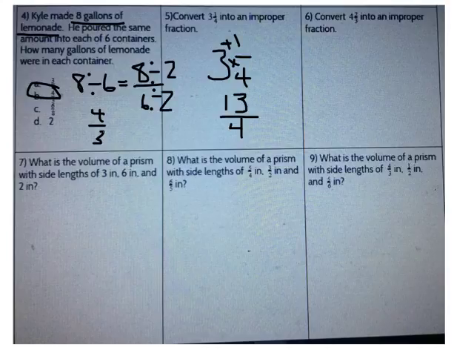Now you try one. How would I write 4 2/3 as an improper fraction? Well, let's see how you did. 4 times 3 is 12, plus 2 more is 14/3.